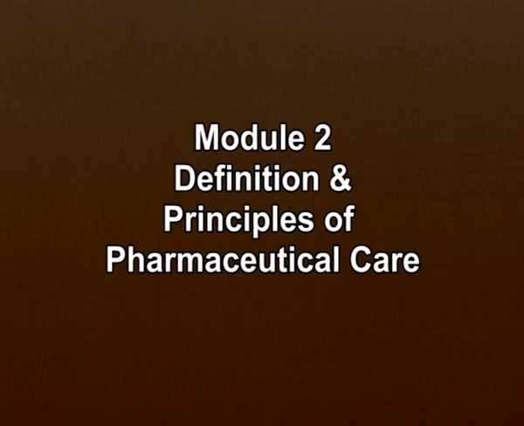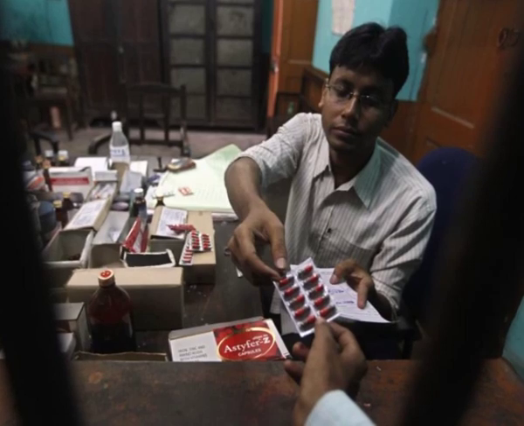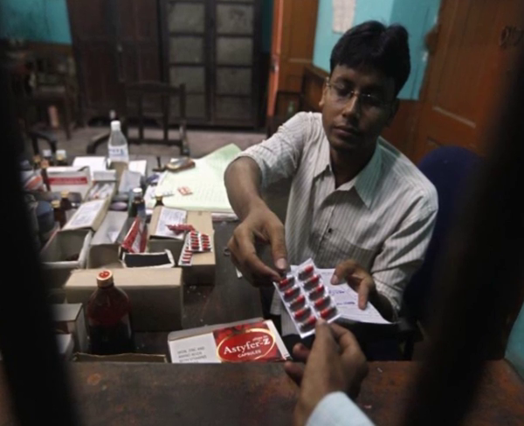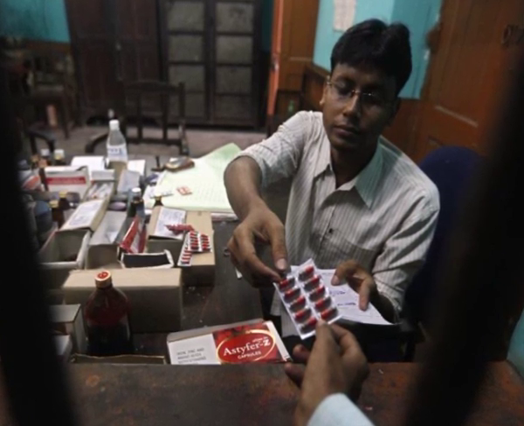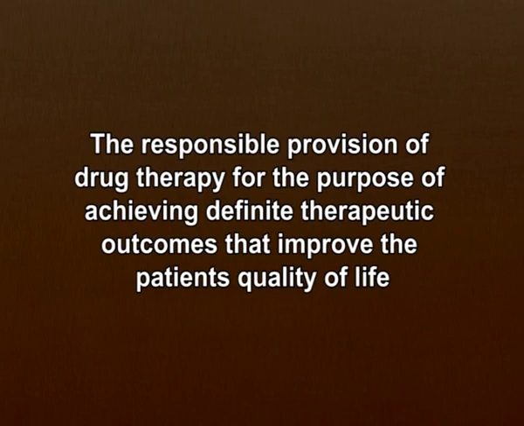Let's have a look at the principles of pharmaceutical care. Here, Module 2 includes definition and principles of pharmaceutical care. The principal goal of pharmaceutical care is to achieve positive outcomes from the use of medication that improve patient quality of life. Therefore, pharmaceutical care is defined as the responsible provision of drug therapy for the purpose of achieving definite therapeutic outcomes that improve the patient's quality of life.